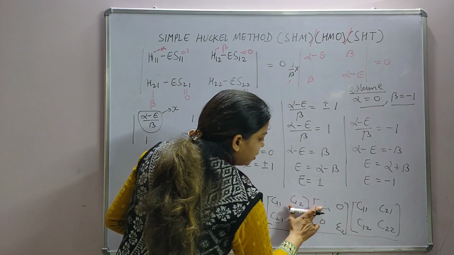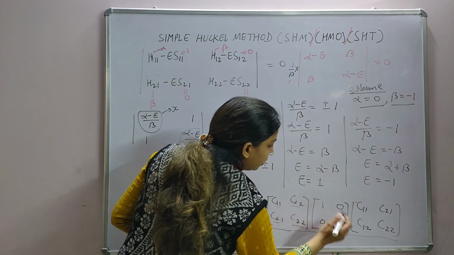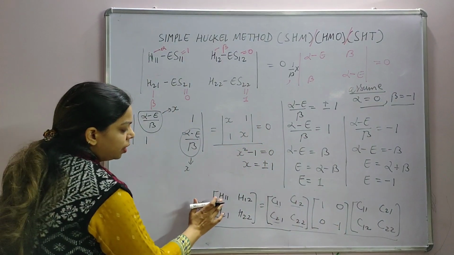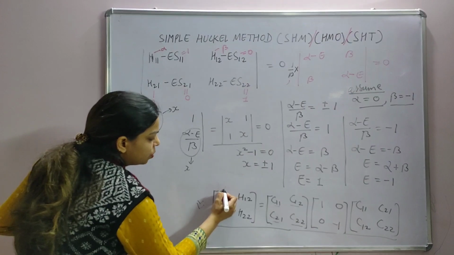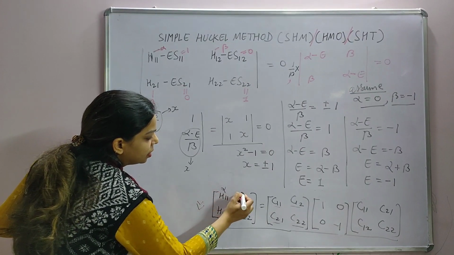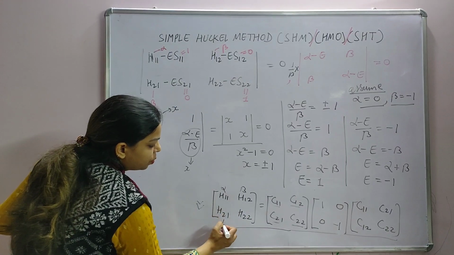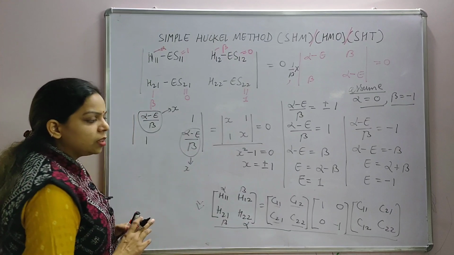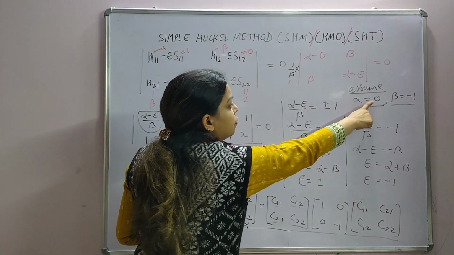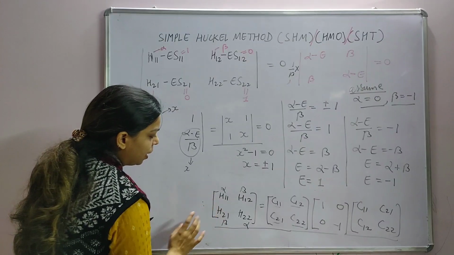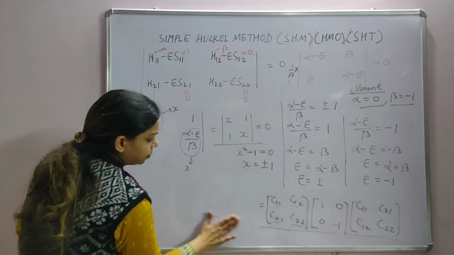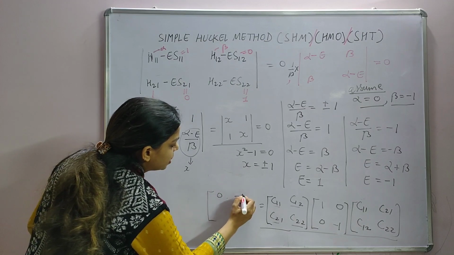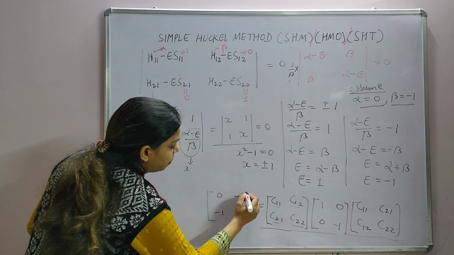From this equation I can substitute 1 here and minus 1 here. Again in this equation, this element was equal to alpha, this was equal to beta, this was equal to beta, and this is alpha. So I just replace these elements with the numerical values of alpha and beta. So I will have 0, minus 1, minus 1, 0.